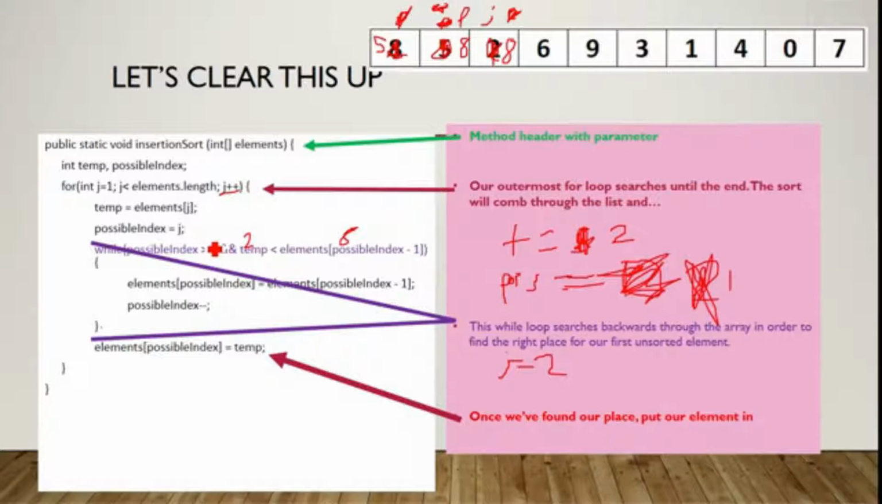And we go up again. Possible index is still greater than 0. And now the number at temp, which is 2, is it less than the element at possible index minus 1, which is 5? Why, yes it is. So we go in. Elements at possible index, which is 1, is going to be set equal to the number before it, which is 5.